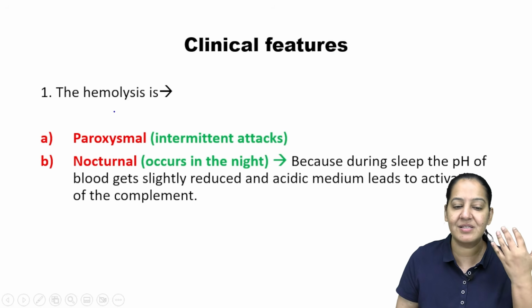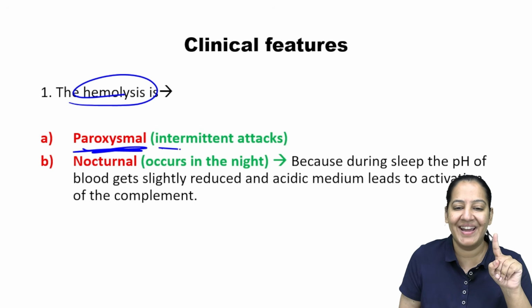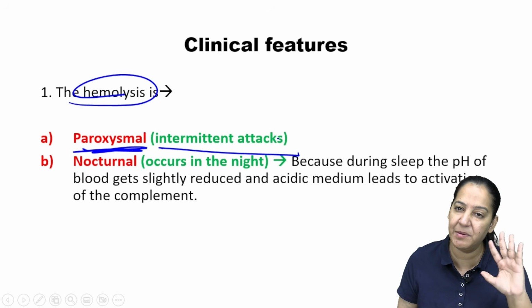What are the clinical features? I told you there is hemolysis. The two properties of the hemolysis: it's not continuous. It's attacks. Every night it occurs, or you can say whenever the person is sleeping, at that time hemolysis is there.